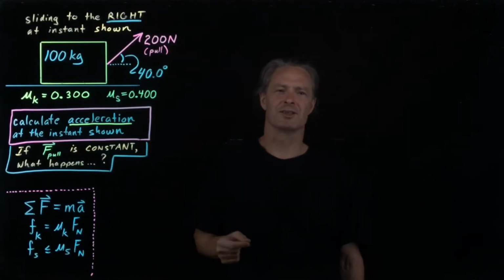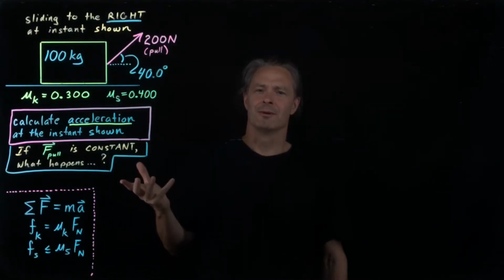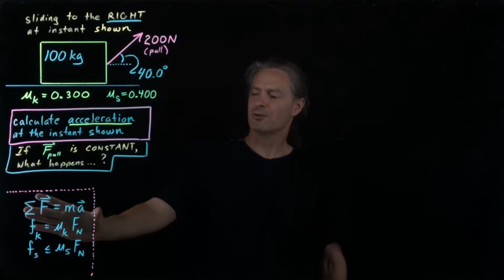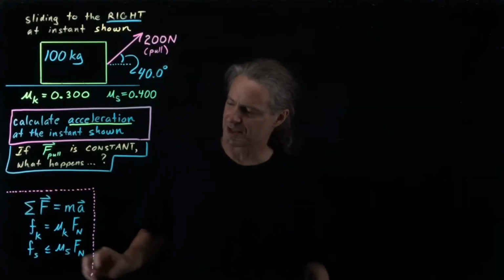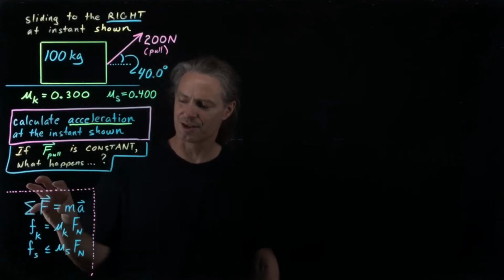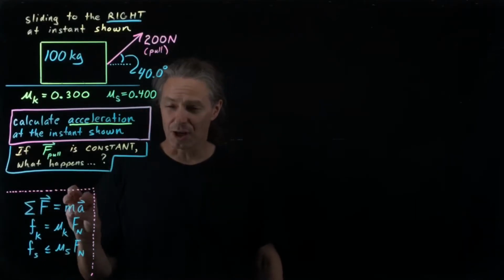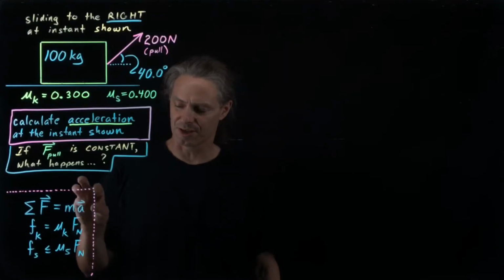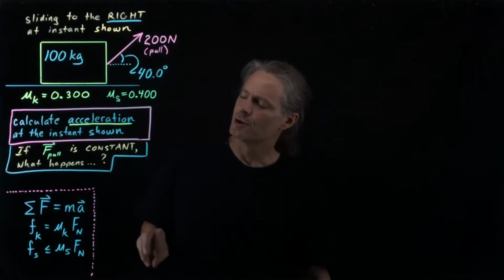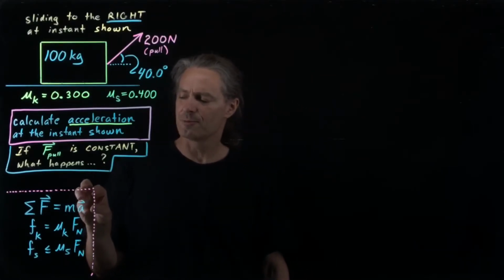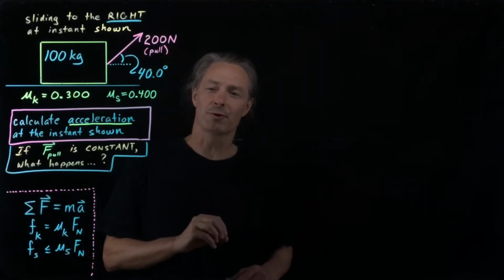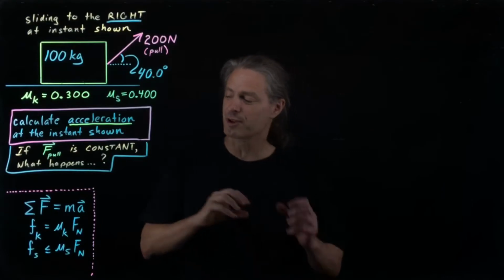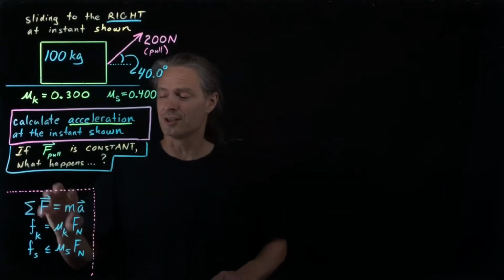All right, so let's get started. Clearly, to get the acceleration, we need to use Newton's second law of motion. Newton's second law of motion says that the sum of the forces acting on some object equals the mass of the object multiplied by the acceleration of the object. So if we want the acceleration of the object, we need the forces acting on the object. Not the forces the object exerts on something else, but the forces that everything else exerts on the object.